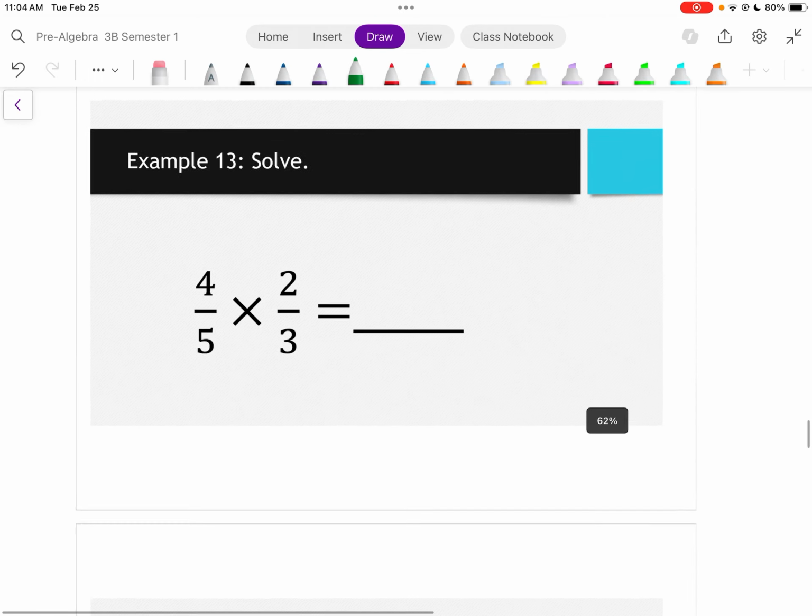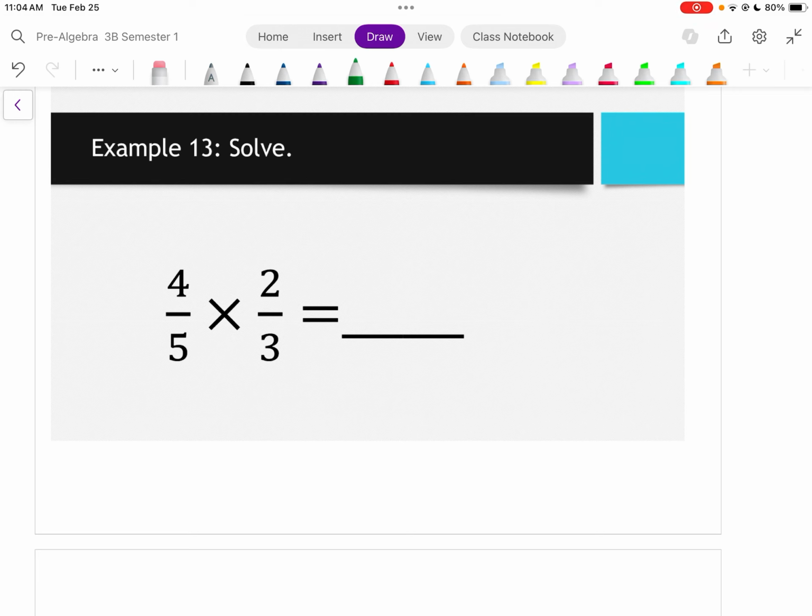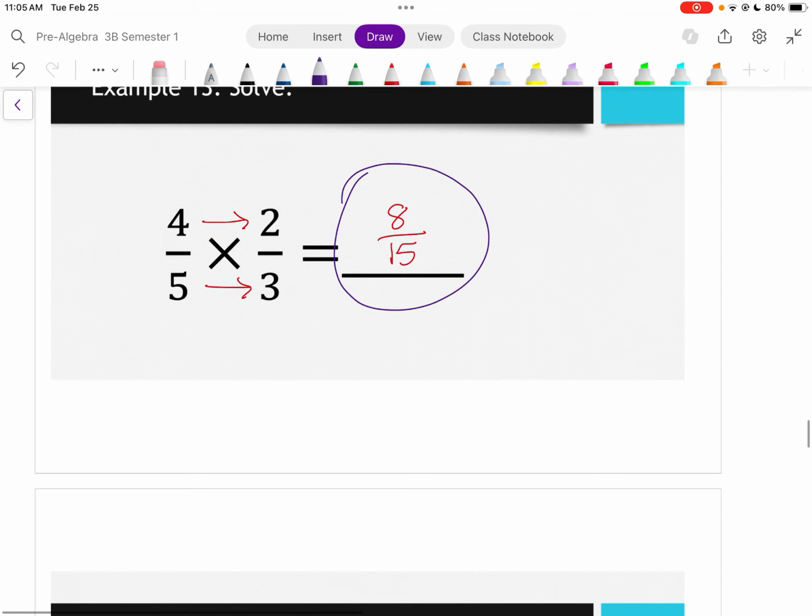All right, example 13. We have 4/5 times 2/3. So we're going to multiply straight across. 4 times 2 is 8, and then 5 times 3 is 15. All right, so 8 can be divided by 2, but 15 can't. 8 can be divided by 4, but 15 can't. And then 8 can be divided by 8. Again, 15 cannot. That means this answer cannot be simplified, so 8/15 would be our final answer.